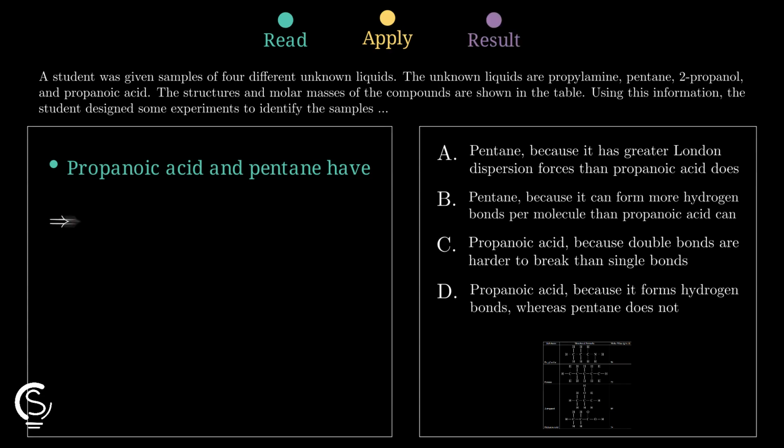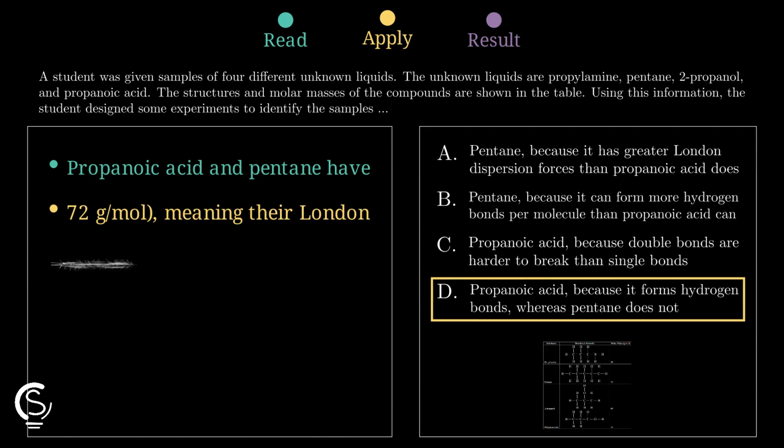Now, the key difference: propanoic acid can form hydrogen bonds, but pentane cannot, so propanoic acid has stronger intermolecular forces and the higher boiling point.